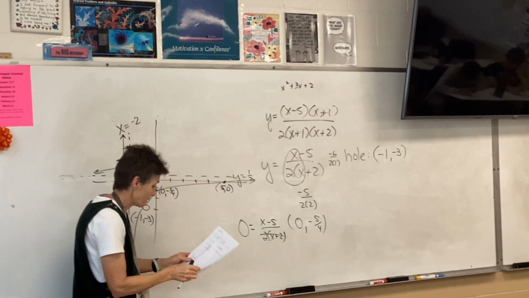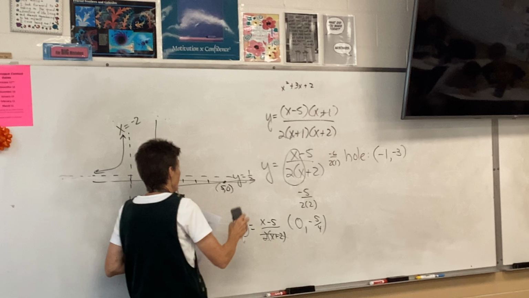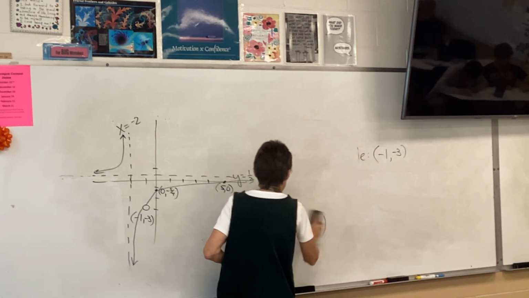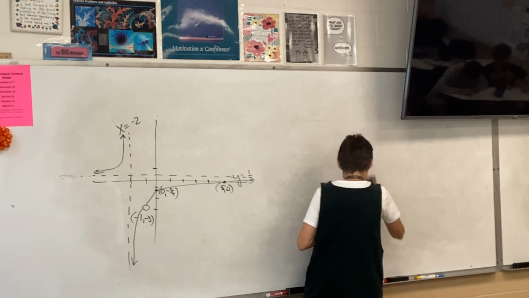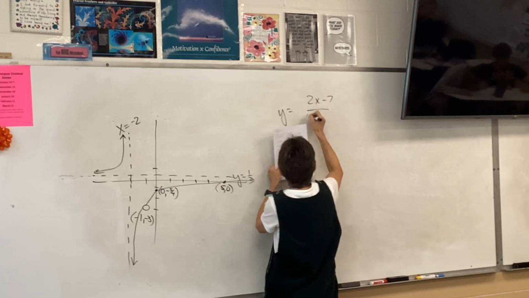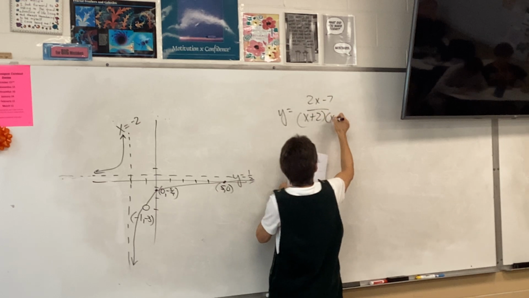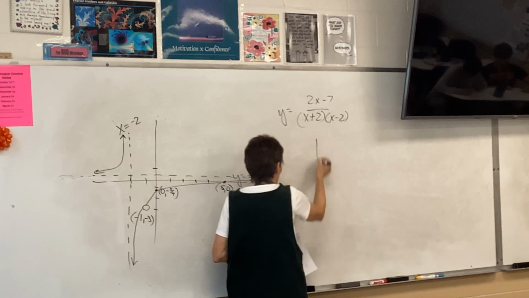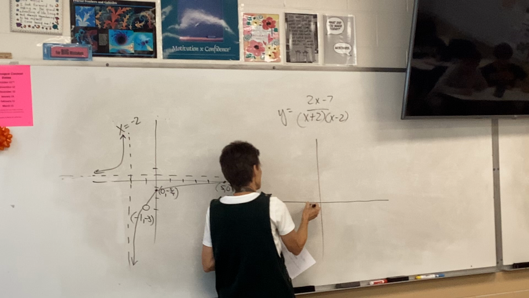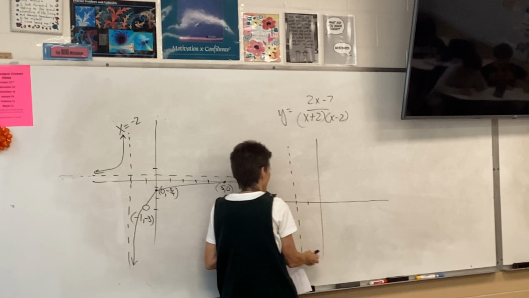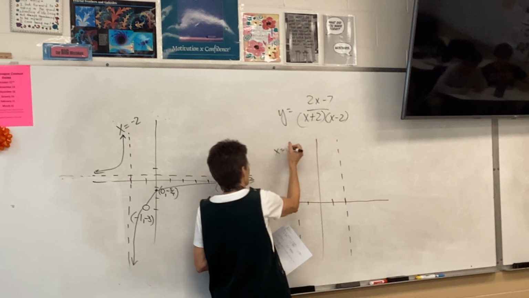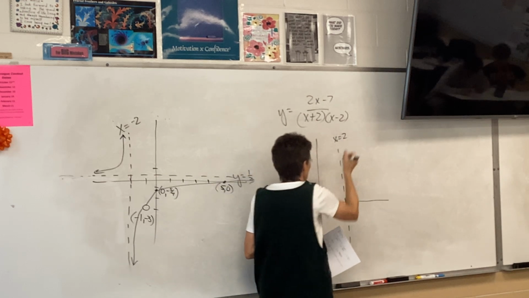All right, let's try B. B doesn't factor as much. So look at that. Are we gonna have any holes in this picture? No. Nope, nothing canceled, no holes. But we do have 2 vertical asymptotes. Would you agree with that? -2 and +2.